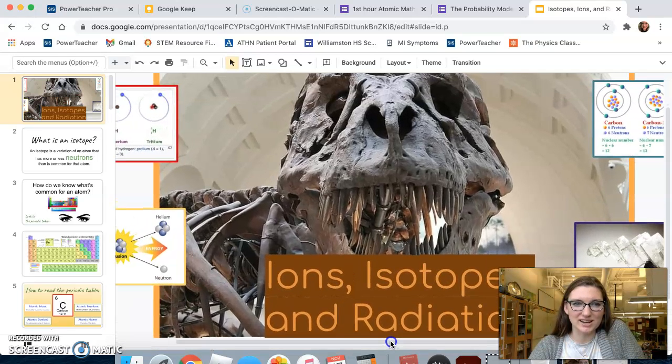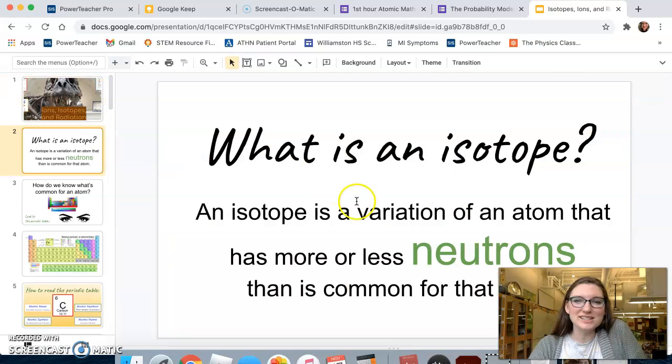So what is an isotope? An isotope is a variation of an atom that has more or less neutrons than is common for that atom. Really, you can call an isotope the common version of that atom too, but generally when we're talking about isotopes, it's because we're talking about the variations that have more or less neutrons than they normally would.